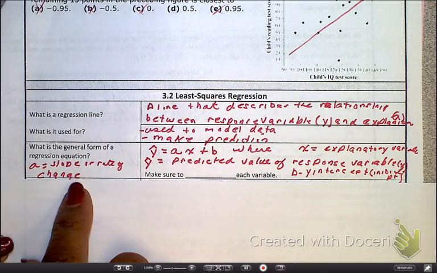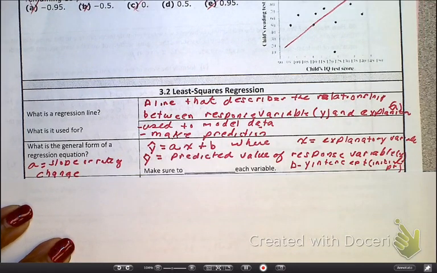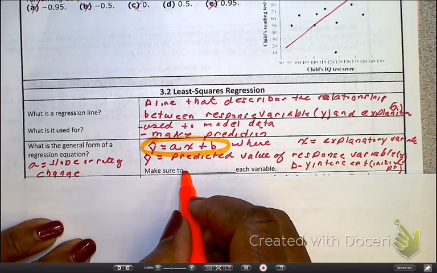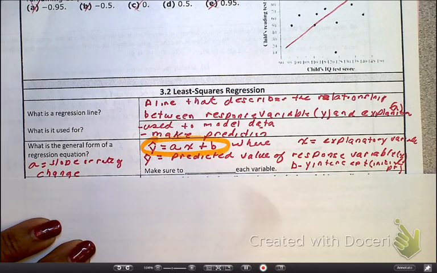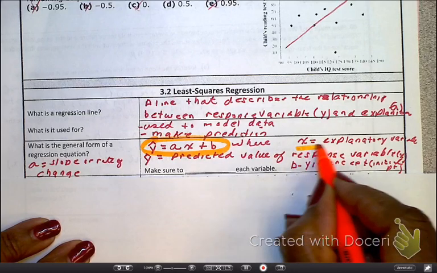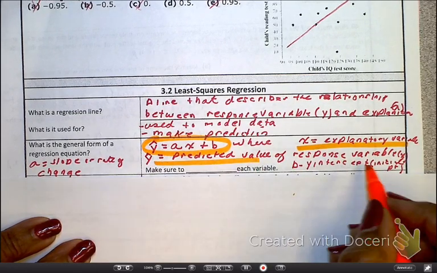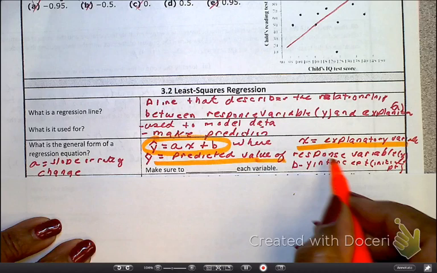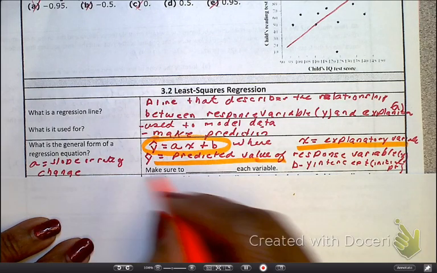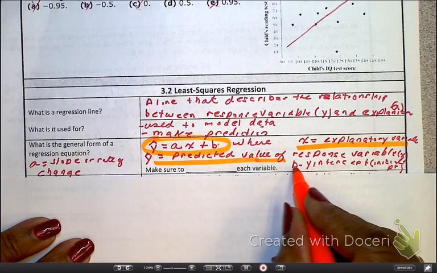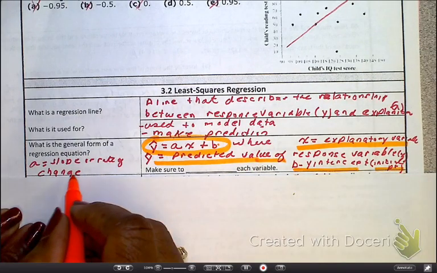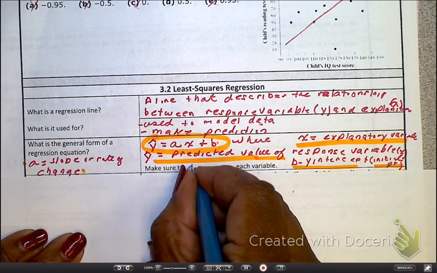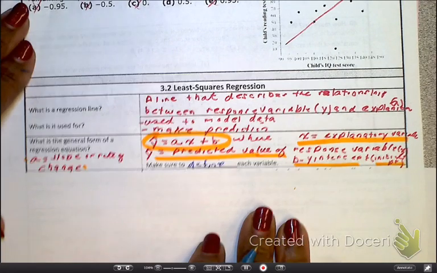Now, as we look at the general form, it is y hat equals ax plus b. The book switches it around, but it does not matter. Where x is the explanatory variable, y hat is the predicted value of the response. The y-intercept, which is the value of b, is where our initial point is. And I can't forget about slope, which is the rate of change. Whenever you do these equations, you need to make sure to define each variable.